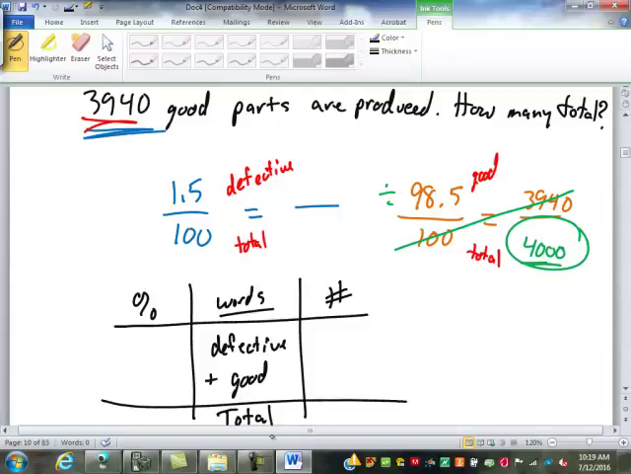I could switch it around. I could say good parts plus defective parts equals total. I say good plus bad. It doesn't really matter what words I use as long as I understand what they mean, what they stand for.